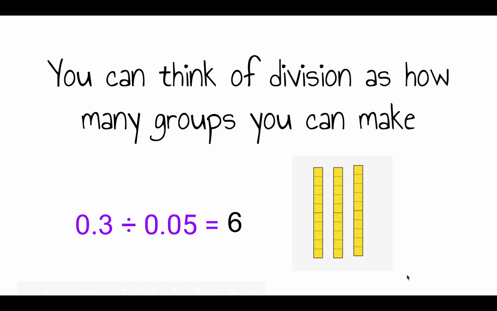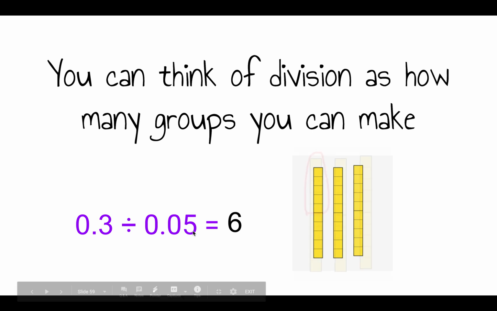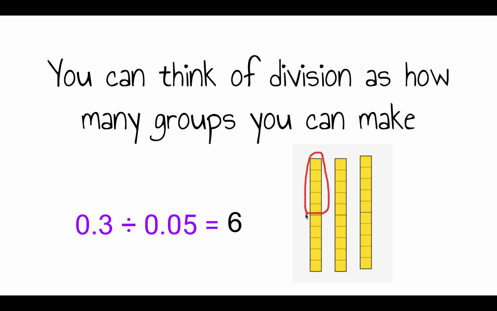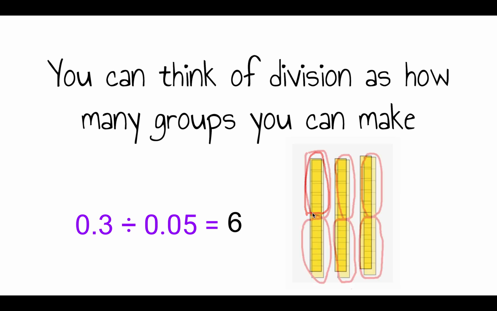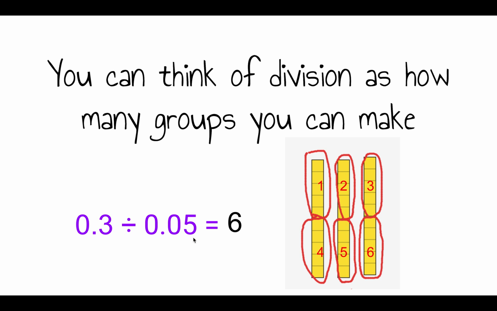It works the same with decimals. If I do 3/10 and I'm dividing it by 5/100, I'm making groups of 5/100. I see that I can make 1, 2, 3, 4, 5, 6 groups of 5/100 each. So I took my 3/10 and divided it into groups of 5/100, and I found out that there were 6 groups.